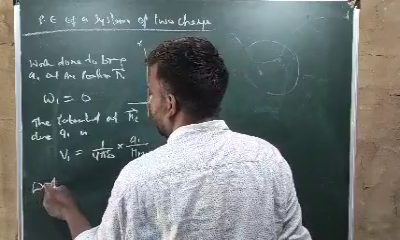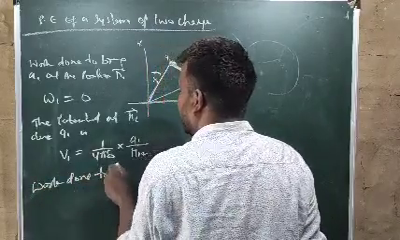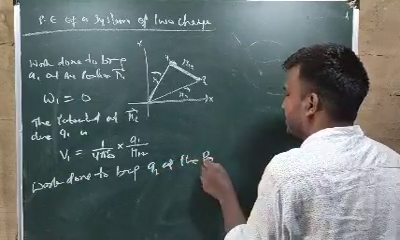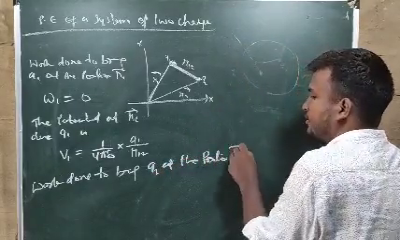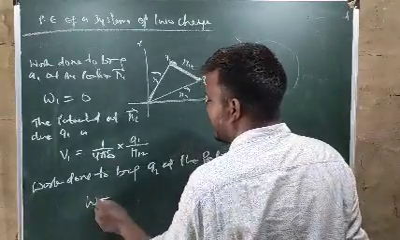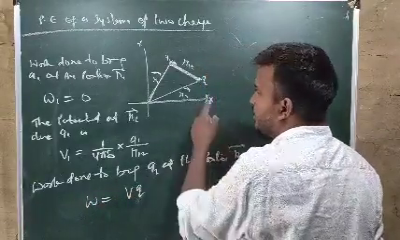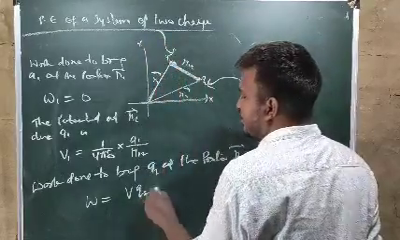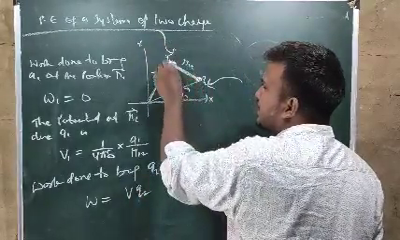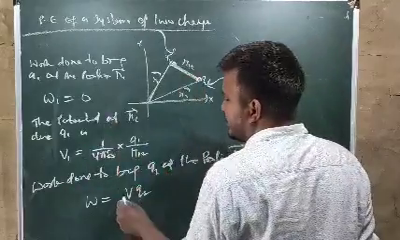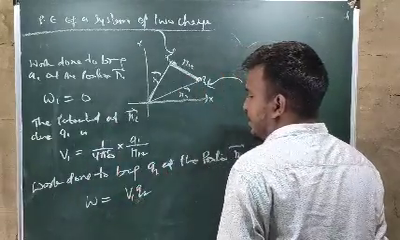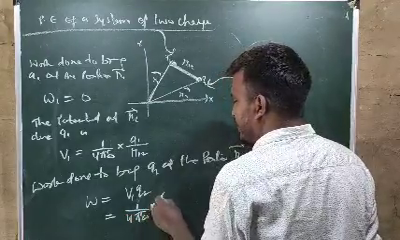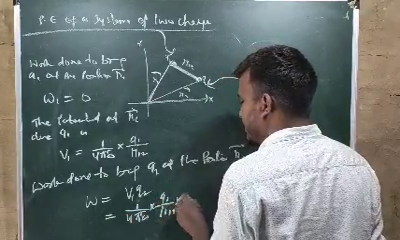Work done to bring Q2 at the position r2 vector: what will be the work done? Work done equals VQ. Which charge have you brought? You have brought the Q2 charge here. This potential is whose potential? Potential of Q1 at this point. So that potential is V1. So V1 is 1 by 4 pi epsilon naught multiplied by Q1 by r12, multiplied by Q2.